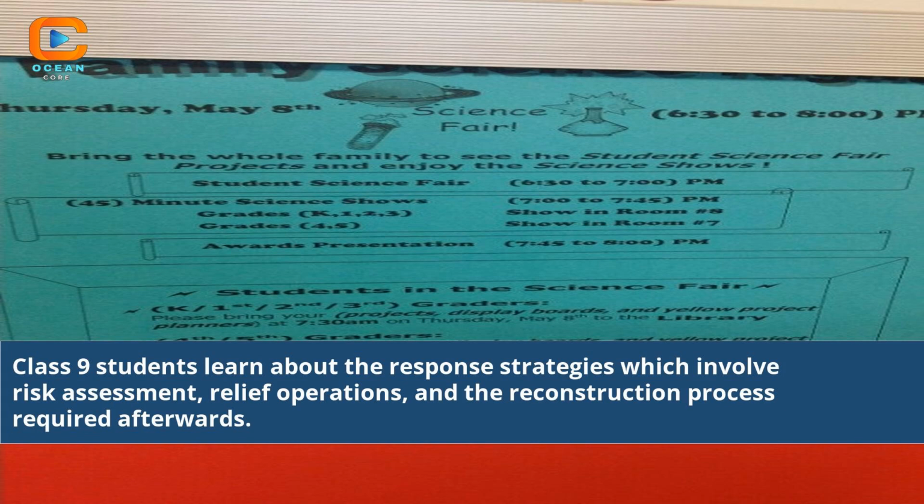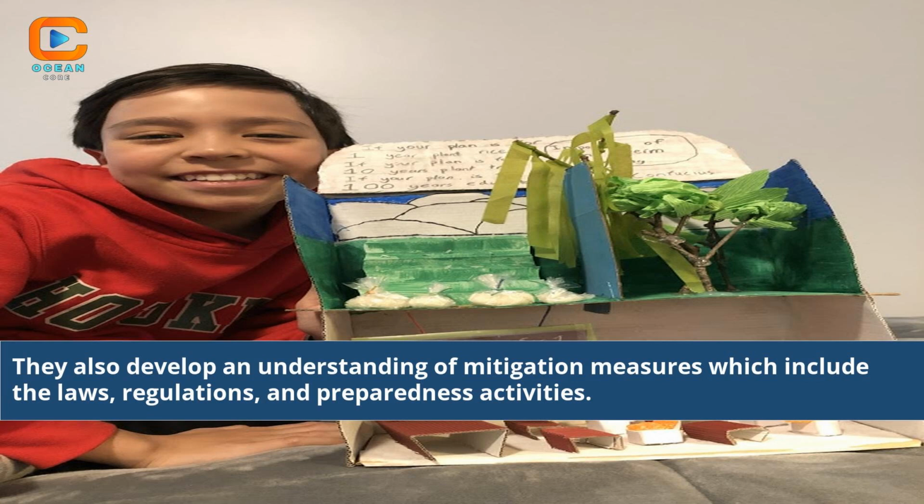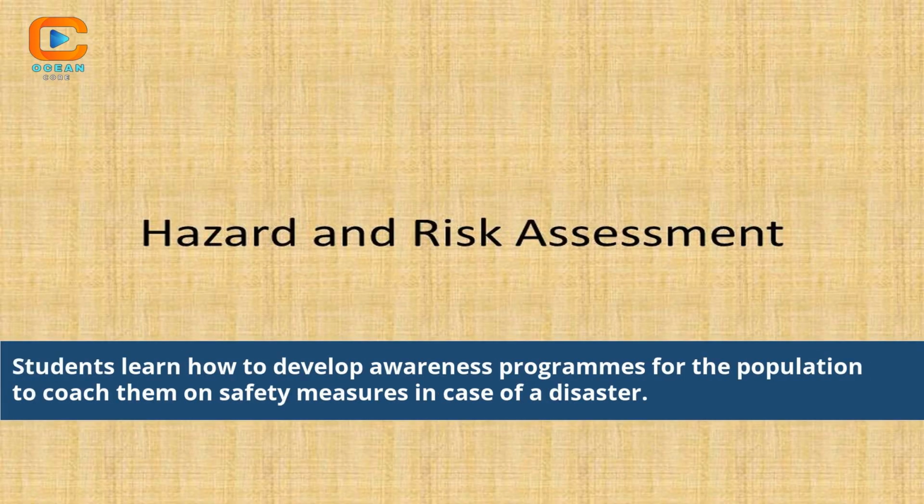Class 9 students learn about the response strategies which involve risk assessment, relief operations, and the reconstruction process required afterwards. They also develop an understanding of mitigation measures which include the laws, regulations, and preparedness activities. Students learn how to develop awareness programs for the population to coach them on safety measures in case of a disaster.